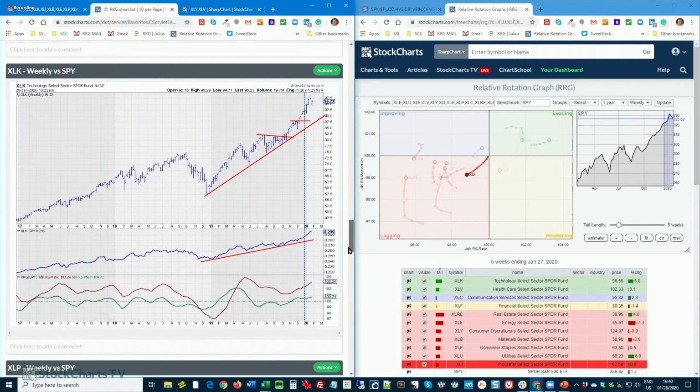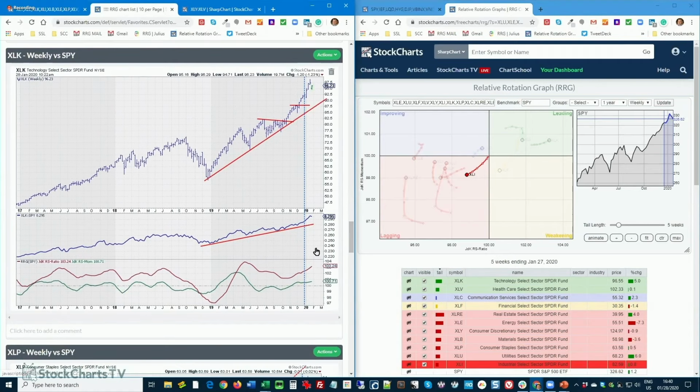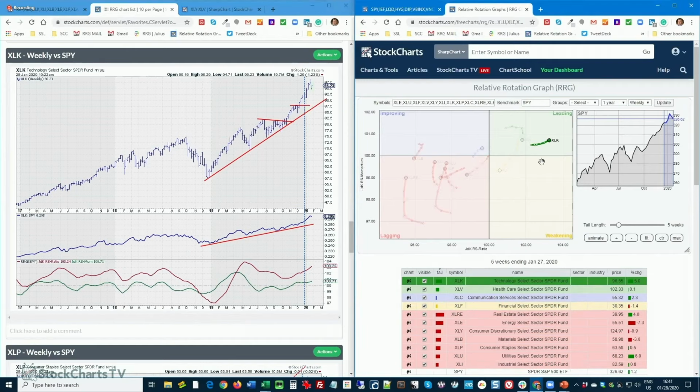If we go to technology, as I said, I'm pretty surprised by such a high-beta sector doing so good. The trend is still very well intact. No problem there. I think this could drop to like 87.50, 90. If we put in a new low there, then that trend is fully intact and it's probably going to be a new buying opportunity. This relative strength line is super strong, and the tail on the RRG is just heading in the right direction.